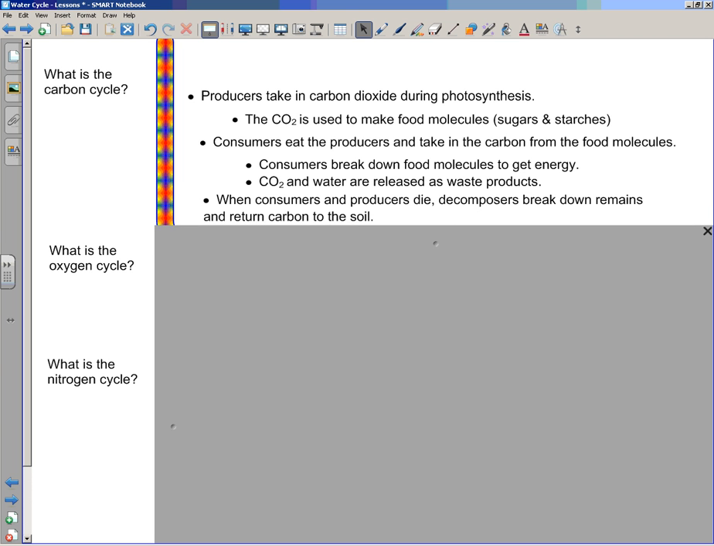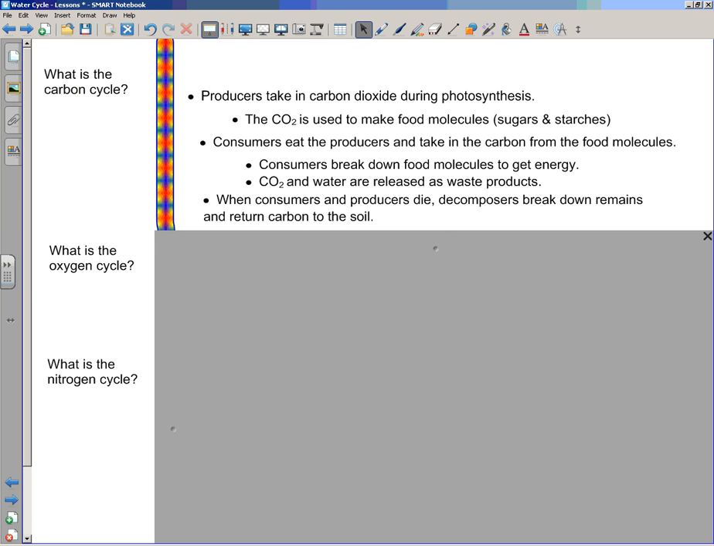And when consumers and producers die, decomposers break down remains and then return carbon to the soil. Just like we talked about in the food web and food chain unit, we know that at the end of every food web, there are decomposers that break down those elements and release them into the soil. Same thing happens in that carbon cycle.